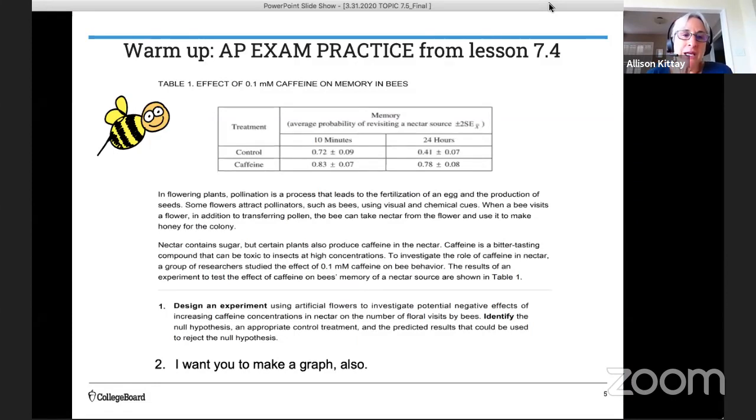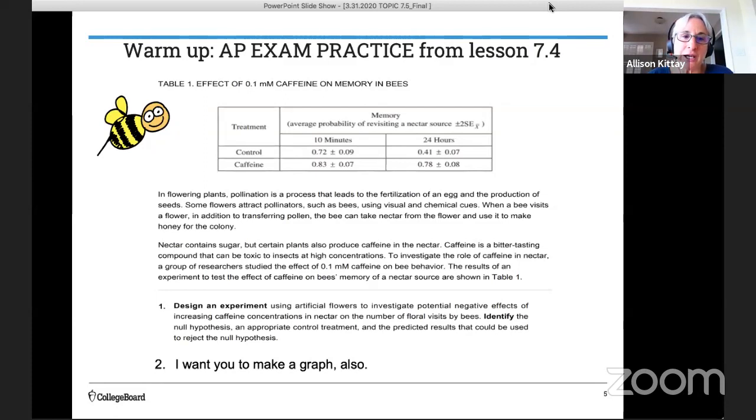And in case you're just joining us, these warm-ups are presented as homework in the previous lesson. So this is homework from yesterday's lesson, topic 7.4, which is about population genetics. And so let's take a look at the question.